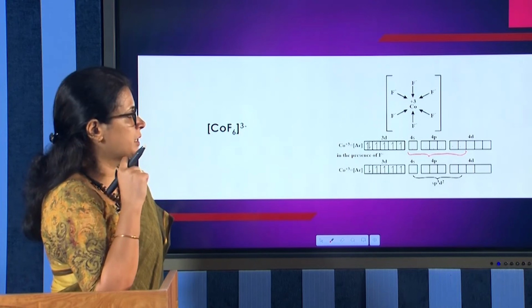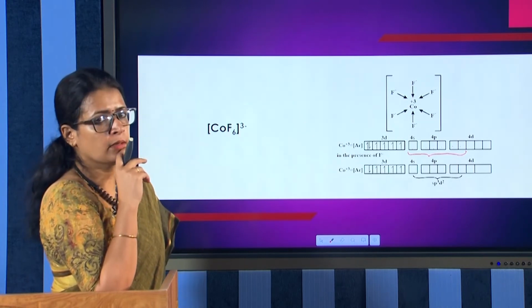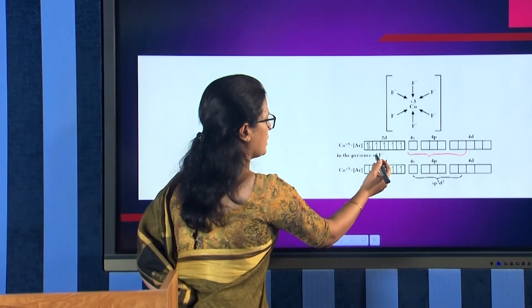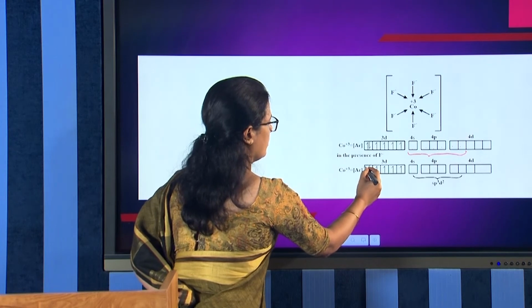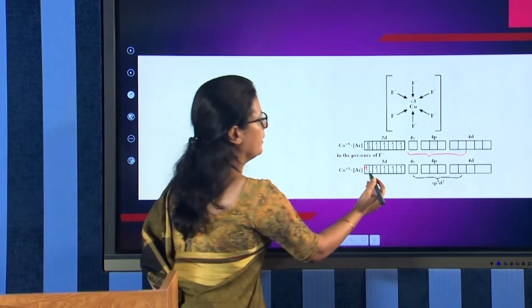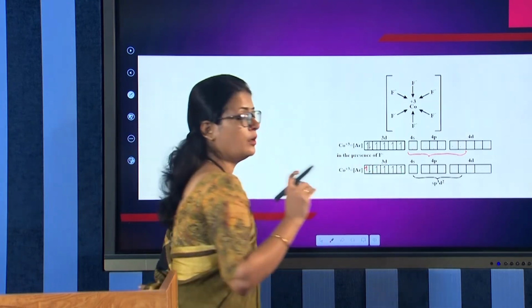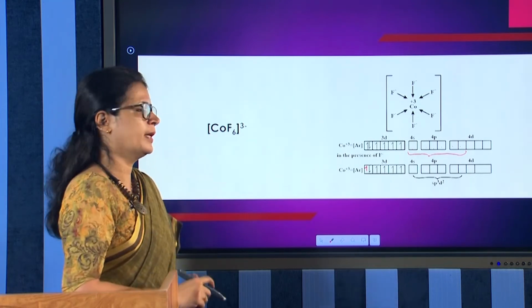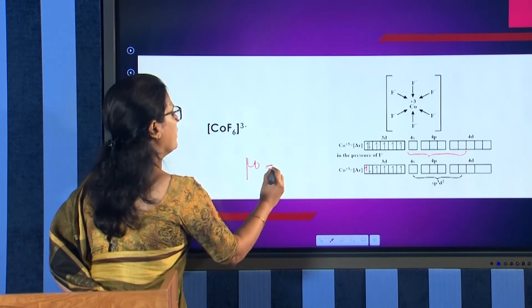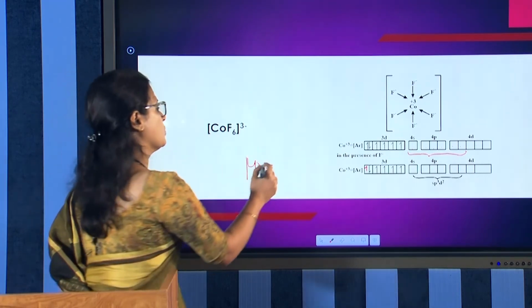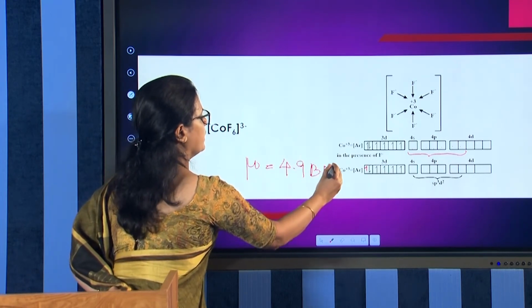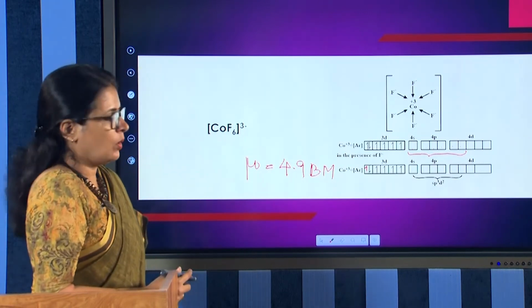Now comment on the magnetic property of the complex. The complex is paramagnetic because we have 4 unpaired electrons. How many unpaired electrons? You can count actually: 1, 2, 3, 4. 4 unpaired electrons are in the complex. The complex is paramagnetic, and the magnetic moment value, since there are 4 unpaired electrons, is 4.9 or so Bohr magneton. That will be the magnetic moment of the complex.